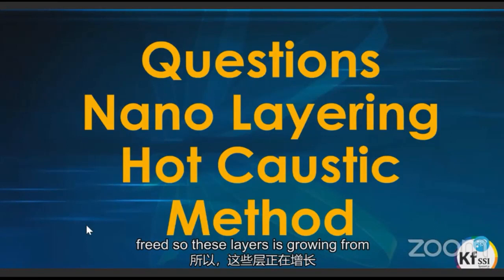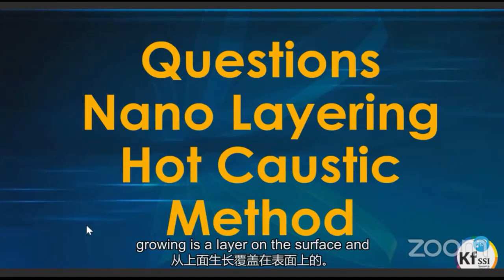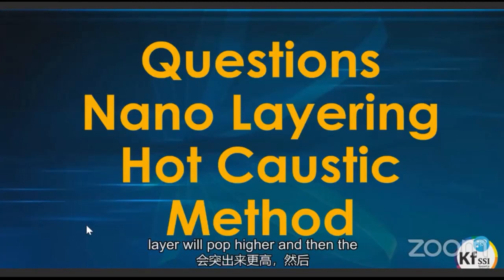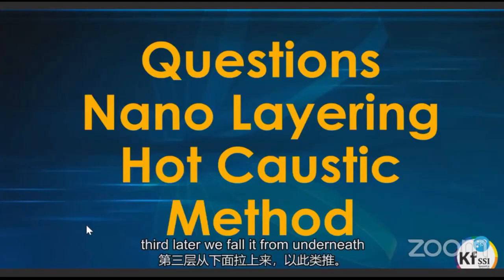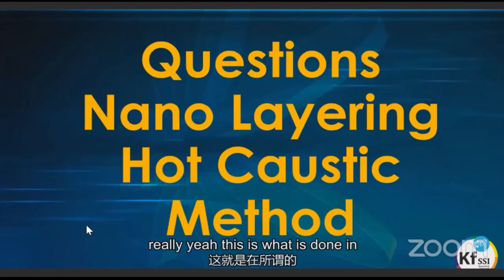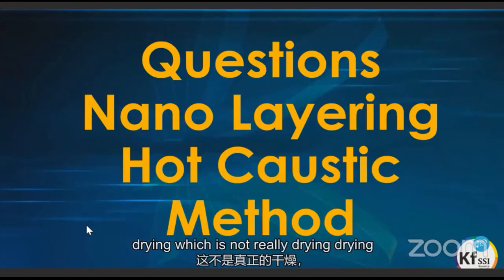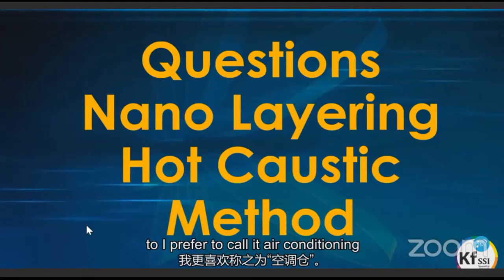So these layers are growing from the bottom up. They are not growing as a layer on the surface and another external layer, but the first layer will pop higher, and then the second layer will follow it, then the third layer will follow it from underneath. Really? Yeah. This is what is done in those 2 weeks or 2 months of the so-called drying, which is not really drying. Drying is just the last 3 days. I prefer to call it conditioning.